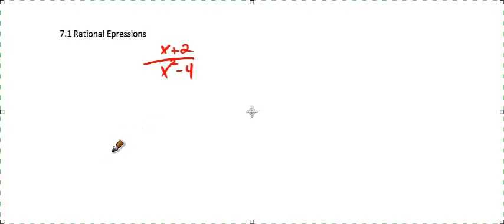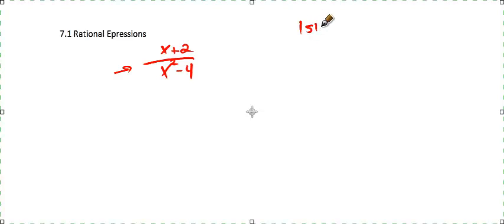So 7.1 is all about rational expressions and functions. And the first thing you have to realize about a rational expression is, first off, what it is. Rational means ratio. It's a big root of the word, so ratio means fraction. Now, it's the ratio of a polynomial divided by another polynomial. And that's basically it.